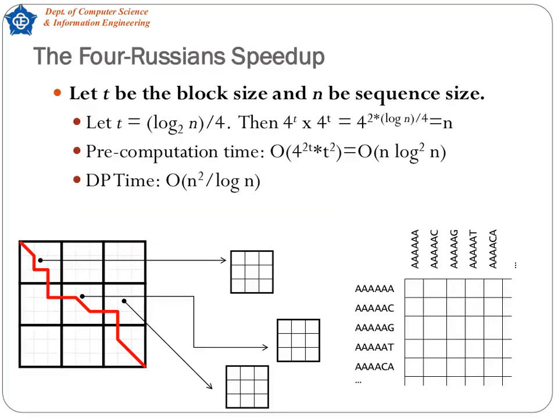To answer that balancing act, we introduce the Four Russians speedup for our dynamic programming problem. Here's the idea. We break the n times n DP grid into smaller t times t blocks, picking t equals log n / 4.